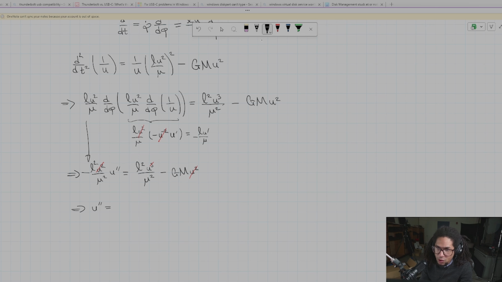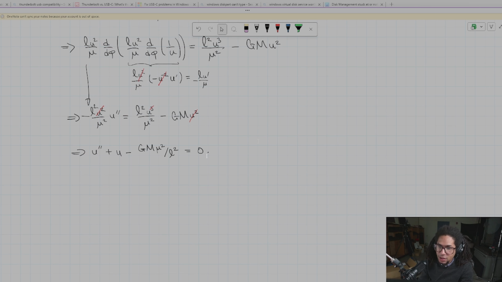Okay, so first of all, I will have just u here, u double prime plus u minus gm mu squared over L squared, and that is equal to 0. Okay, and this is pretty exciting because this is a second order linear ODE with constant coefficients. And we know how to solve these. Now this is inhomogeneous, so it's going to be a couple of steps, but we do know how to solve them.